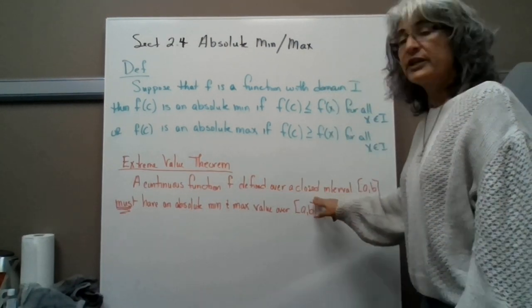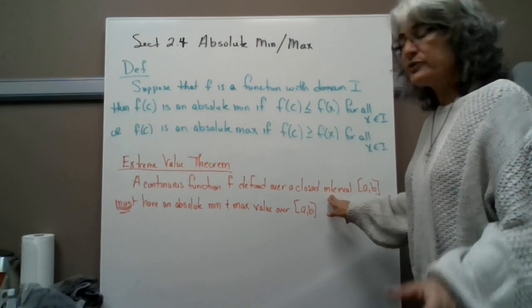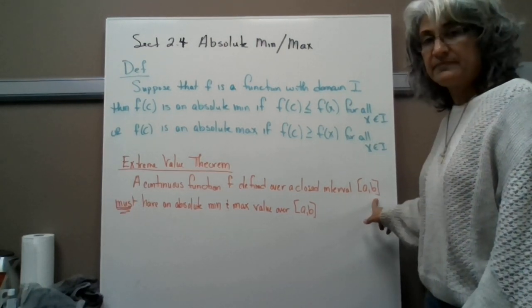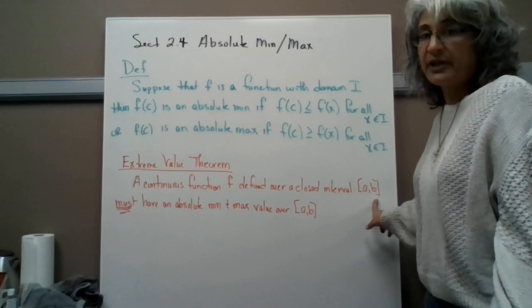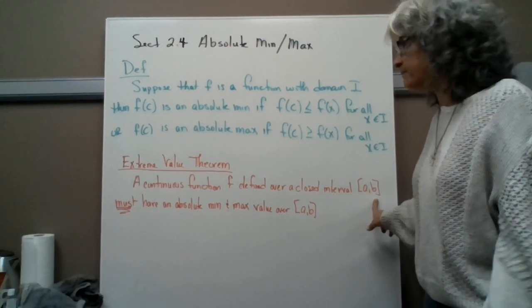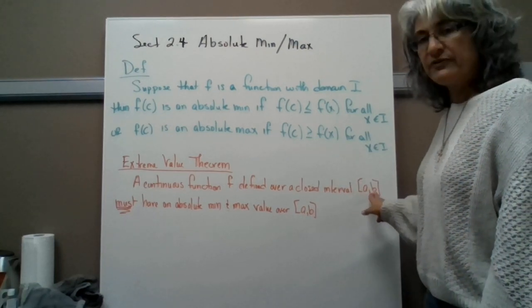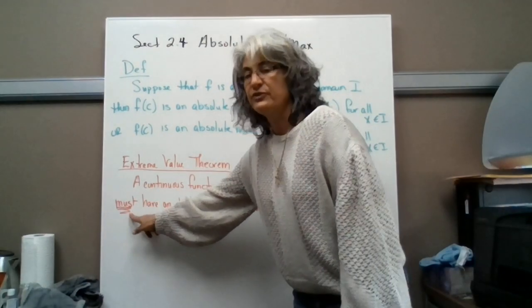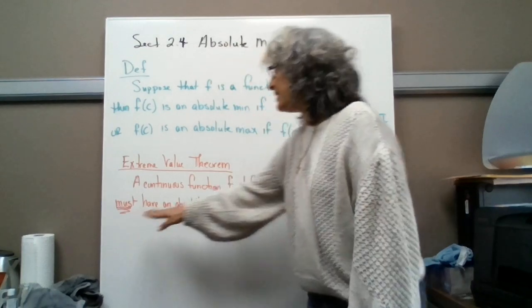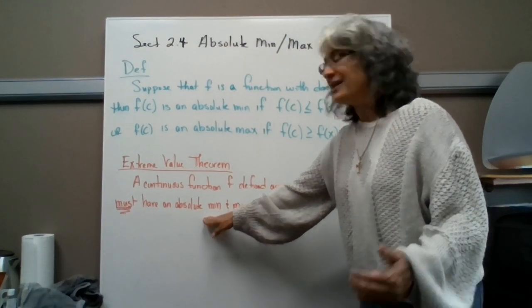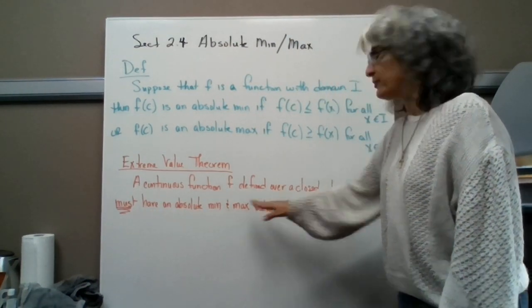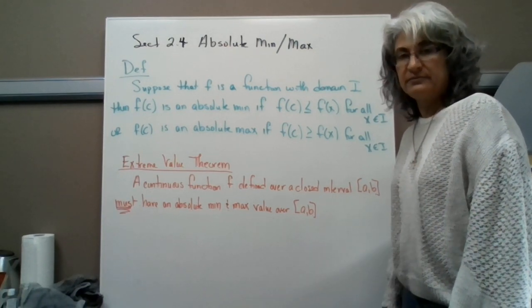It's defined over a closed interval. Closed means there's going to be brackets. I don't know what a and b are. I don't care what a and b are. They're just some numbers. So this continuous function defined over a closed interval must, notice the word must, it must have an absolute minimum and an absolute maximum value on this interval.